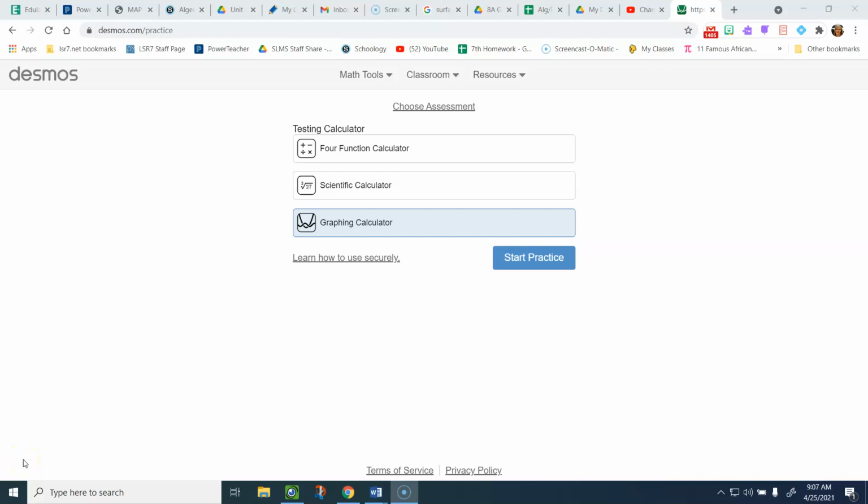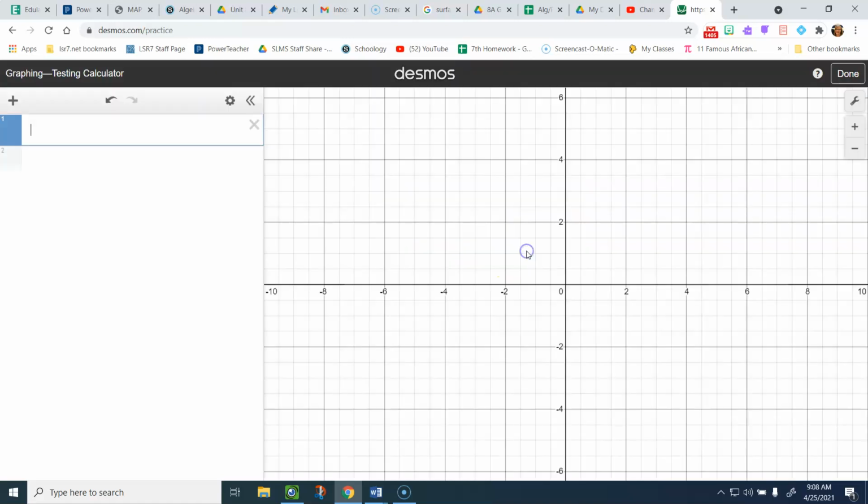This is just a quick little overview of how to use Desmos. So you go to desmos.com/practice. If you want to use the scientific, I don't know much about that one. I'm guessing it's very similar to what we have, but I'm going to show you the graphing calculator one. On the graphing calculator, you'll see the grid come up.